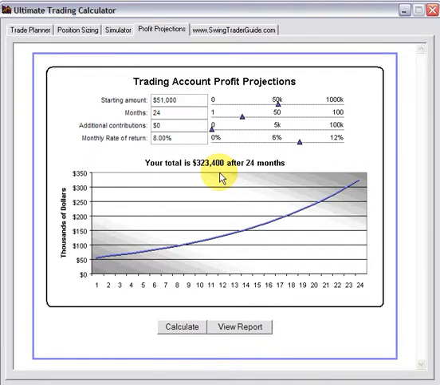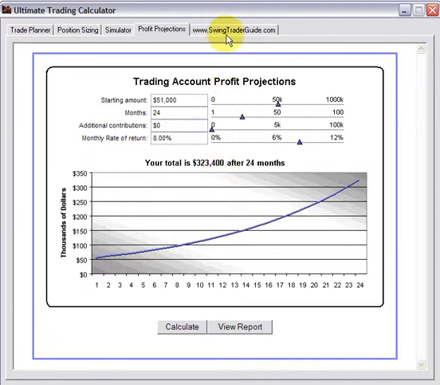Hello, welcome to the tutorial for the Ultimate Trading Calculator. The Ultimate Trading Calculator is a free tool that was provided with your purchase of the Definitive Guide to Swing Trading Stocks. I want to walk you through each of the tabs here and the functionality just to give you an idea of how to use it, and hopefully it'll be useful for you.